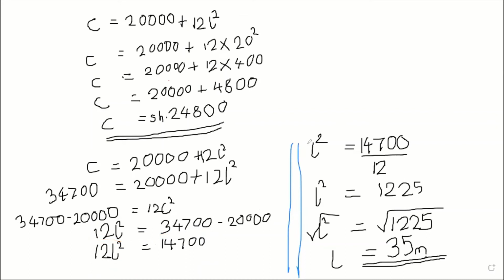So you divide both sides by 12 so that you get the unknown alone, meaning L squared is equal to 14,700 divided by 12, which is 1,225. When you get the square root of L squared, it's L, and the square root of 1,225 is 35.